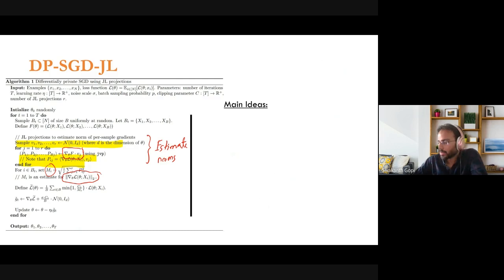Okay, and now you do an implicit clipping where you scale the loss function. You define a new loss function, which is the old loss function but scaled with this clipping using this estimate, some scaling to clip the gradients. And then if you do one backprop, what you get is the gradient of L tilde of theta, which is exactly the average of clipped gradients. So you're doing some implicit clipping.